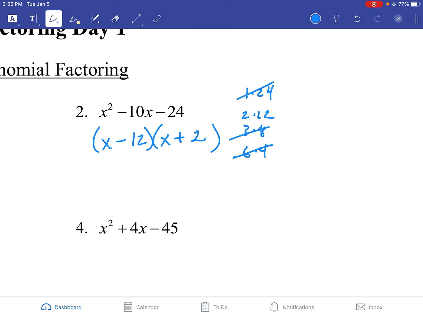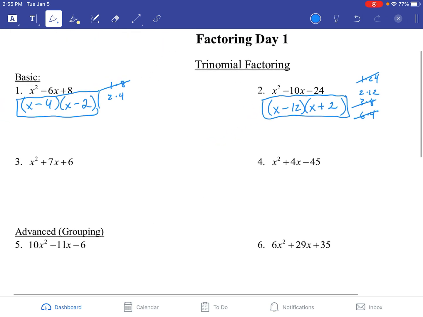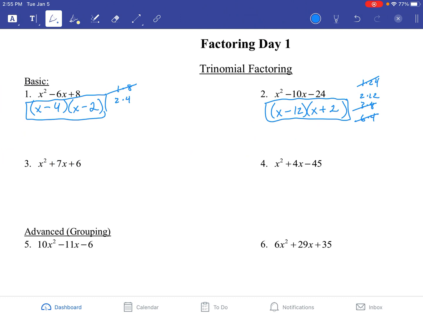Now, if you don't need to use these 5 steps and you just know what the numbers are, write them down. Okay, what I'd like you to do next is pause this video, try 3 and 4 in the notes, and then come back and unpause the video and see how you did. Okay, so pause the video now and try those problems.